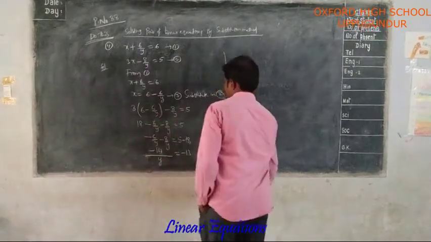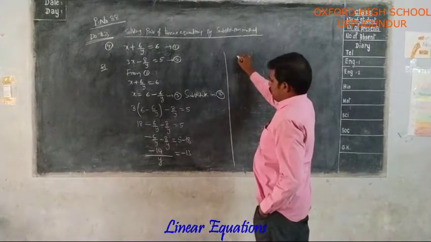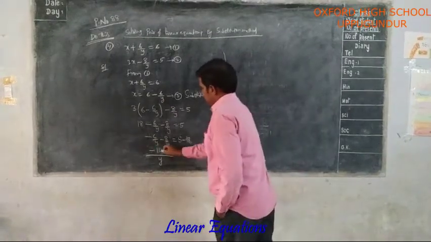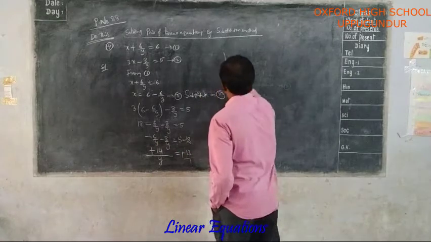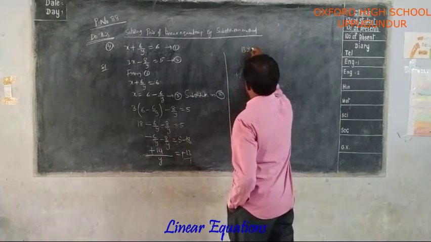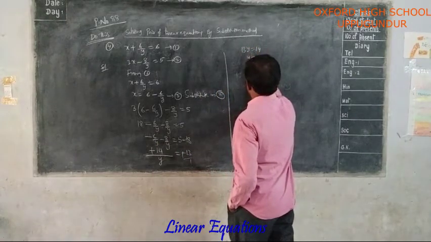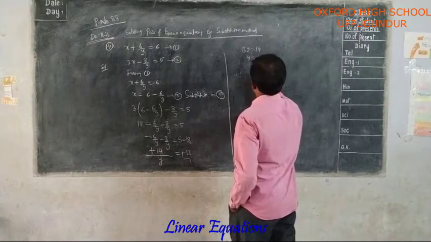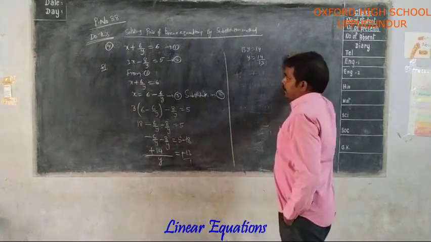Now from this, what is y value? Here minus minus gets cancelled. Cross multiplying these two. 13y equal to 14. y equal to 14 by 13.